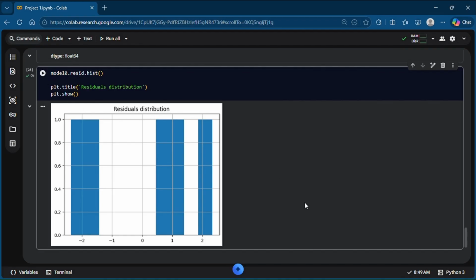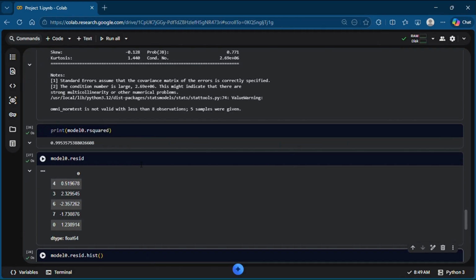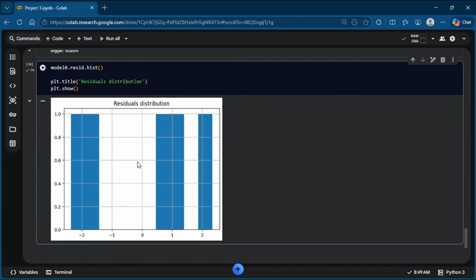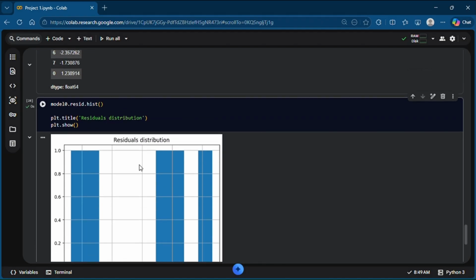Plot the histogram. It is strange. This histogram doesn't show anything to us. Let's cut this.